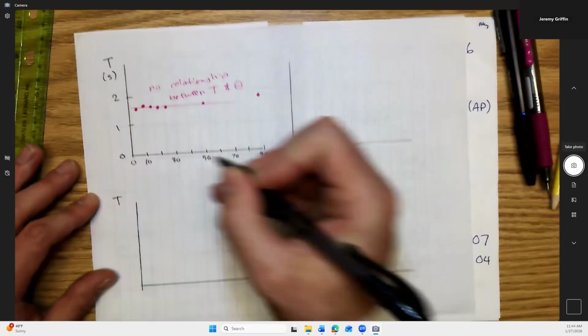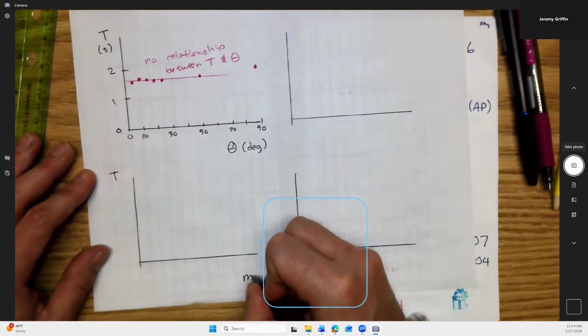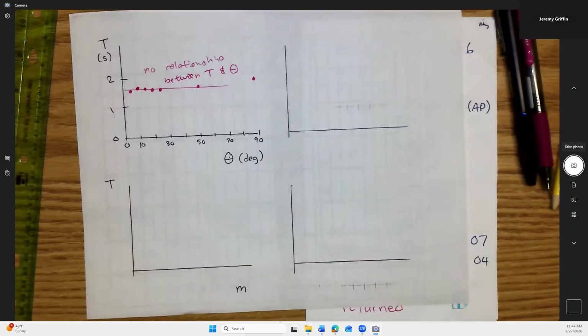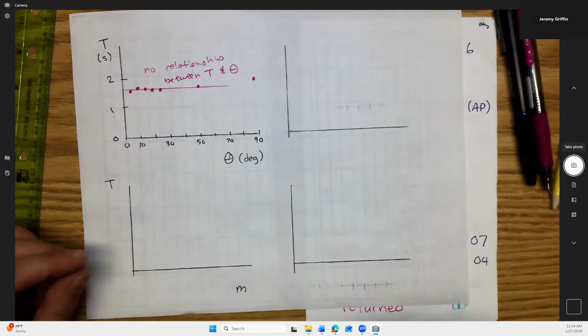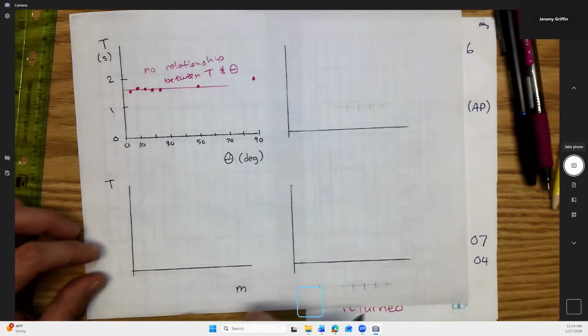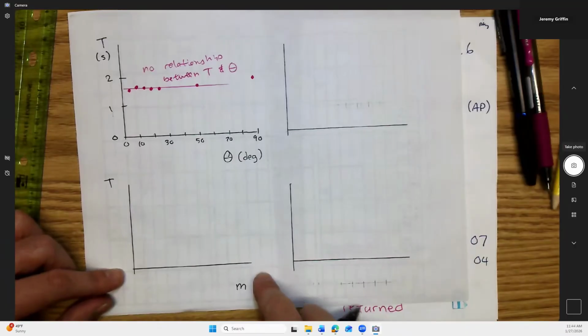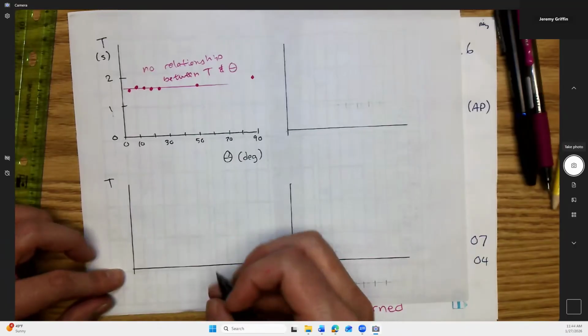Let's say what's the time period as a function of mass. All right, let's switch out masses. Who thinks they have some pretty good data for masses? Use your data. So what was your largest mass? 1 kilogram.